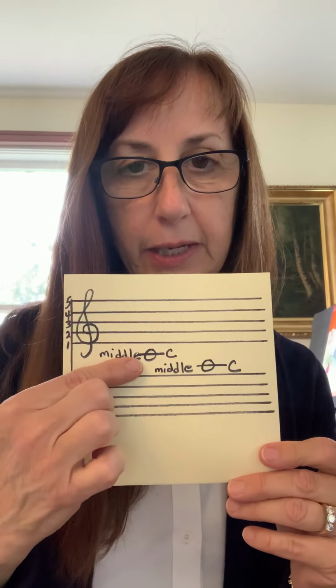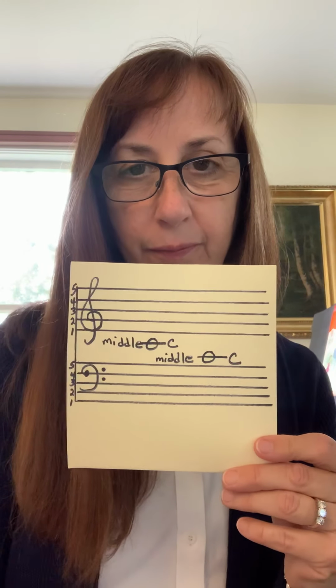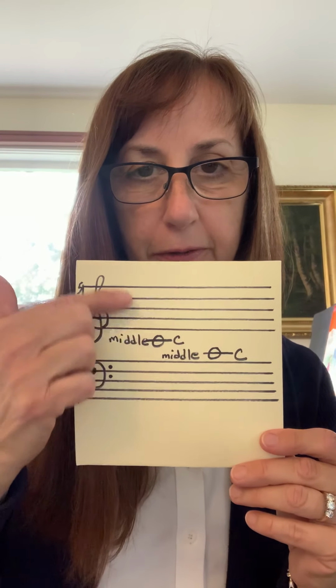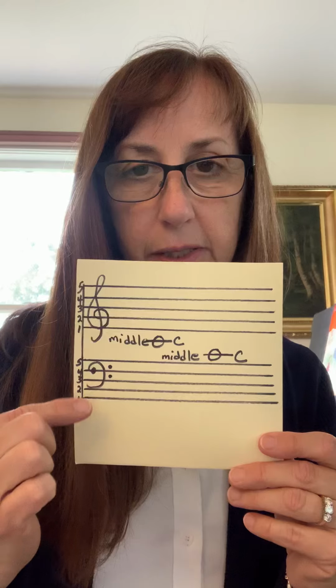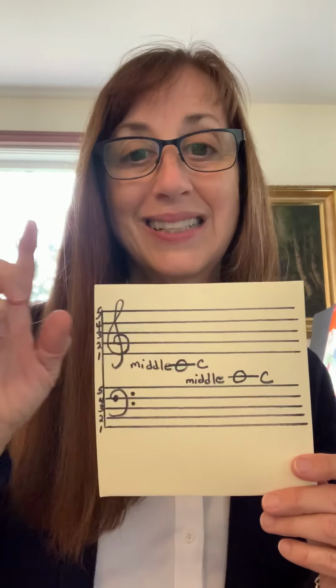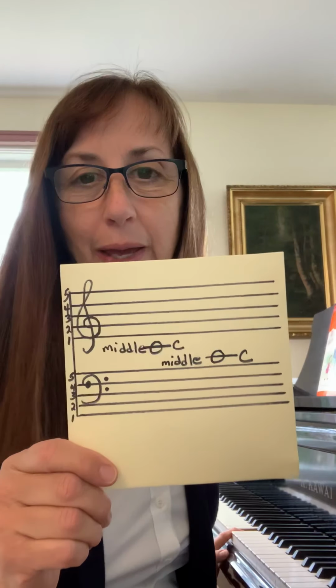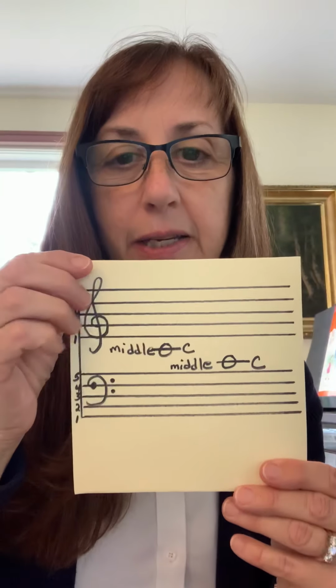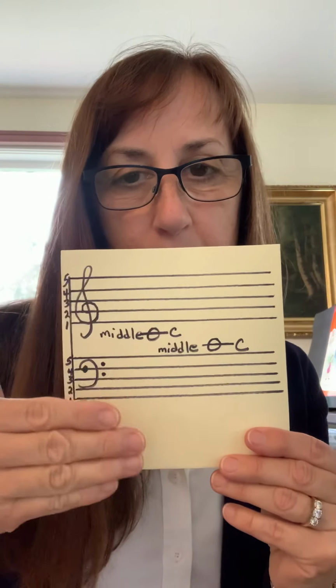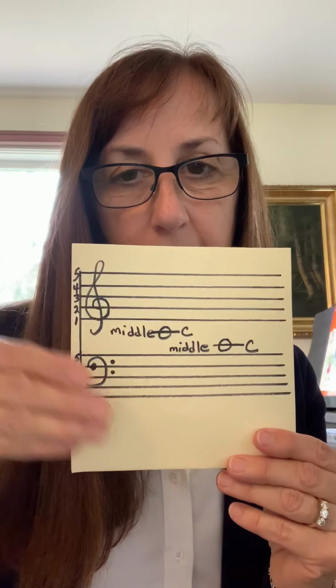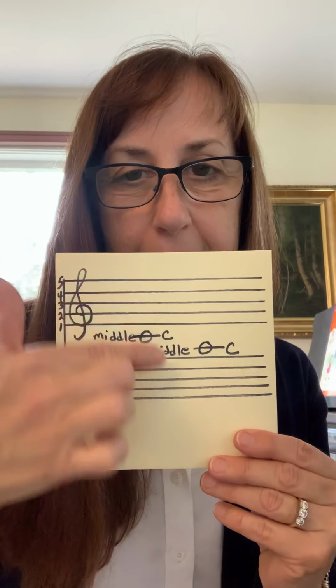Here's middle C, middle C. Okay, this is middle C for the treble staff and middle C for the bass staff, but it's the same note. Okay, middle C is the center spot between the bass and the treble staff. It's the midpoint. Okay, there we go.